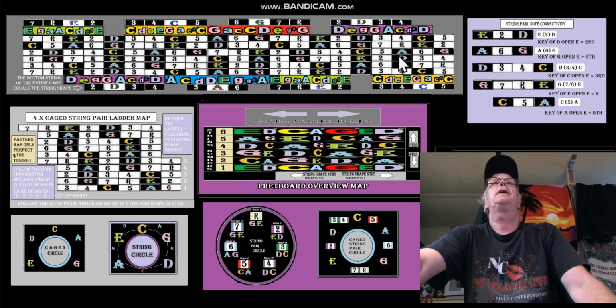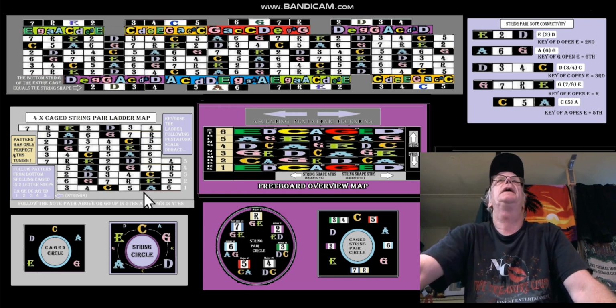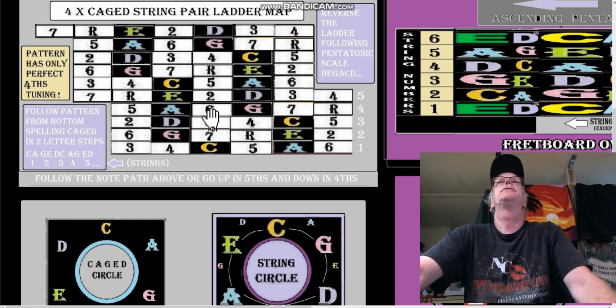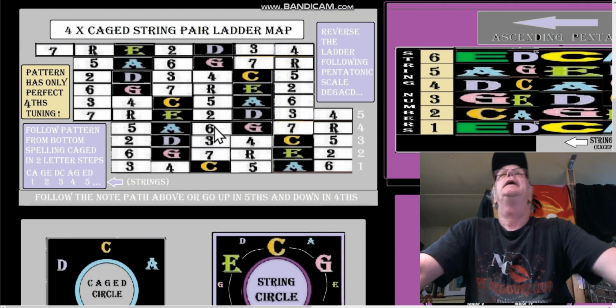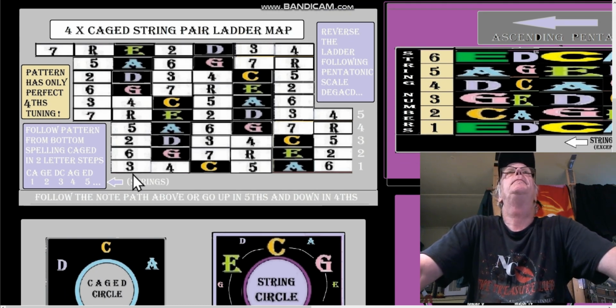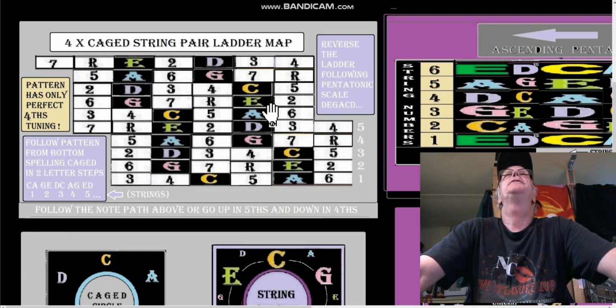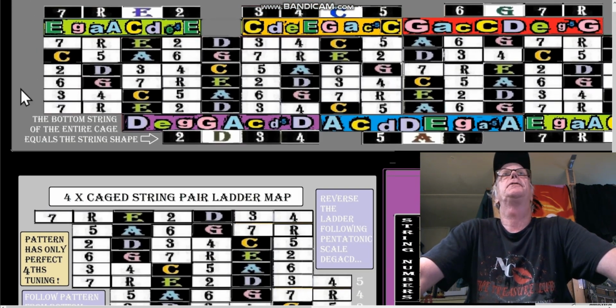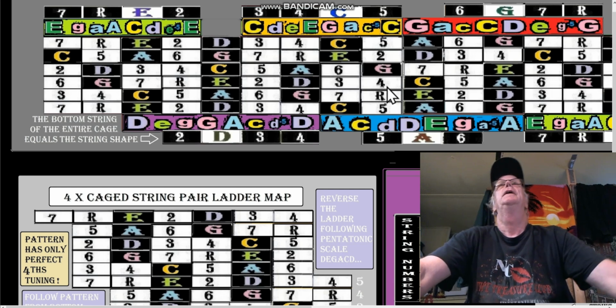And the string shapes, if I was to play them on the piano, these are the string shapes. This is the four pattern string shape map, but it's easier to look at the string shapes up here on some sort of a fretboard here.